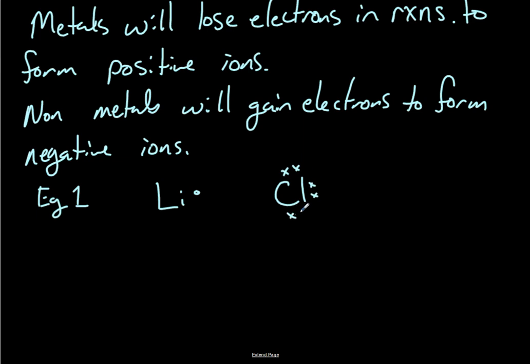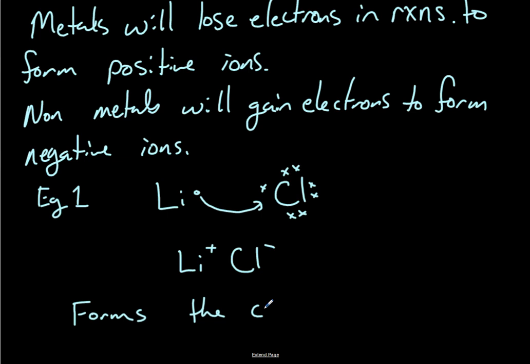So if we had lithium metal and we had chlorine and we put them near each other under the right conditions, they would react. Lithium would tend to lose its electron and chlorine would tend to gain one electron. What that would do is leave behind a positive ion nearby to a negative ion, and you would have an attraction between these two items. Okay? And you would form the compound lithium chloride.